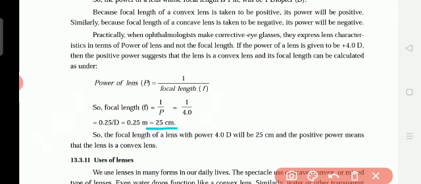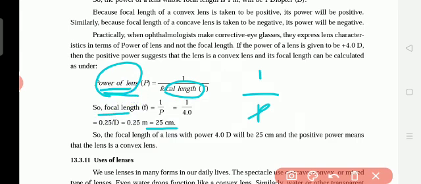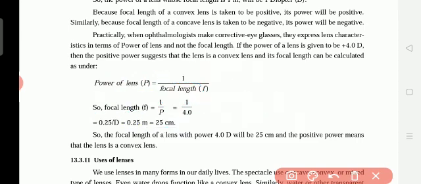Very easy. So in the exam also they ask. They give the power and they ask us to find out the focal length. Or they give the focal length and ask us to find out the power of lens. Same thing we should use. If they give the focal length and ask us to find out the power of lens, we have to keep power of lens is equal to 1 by focal length. So like that we have to find out.